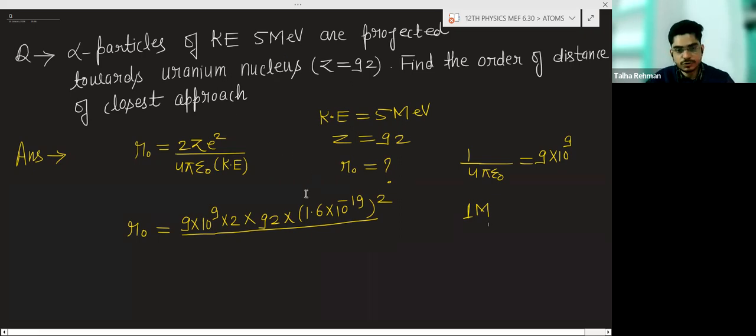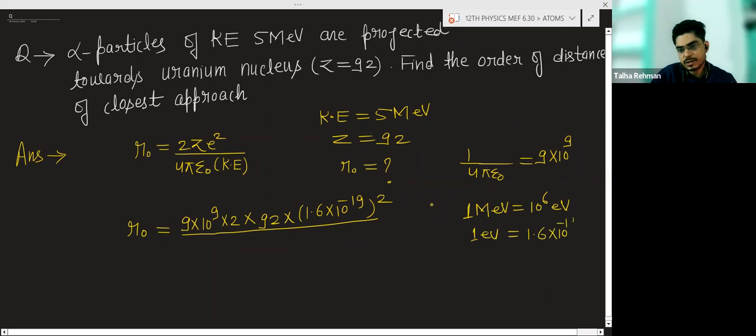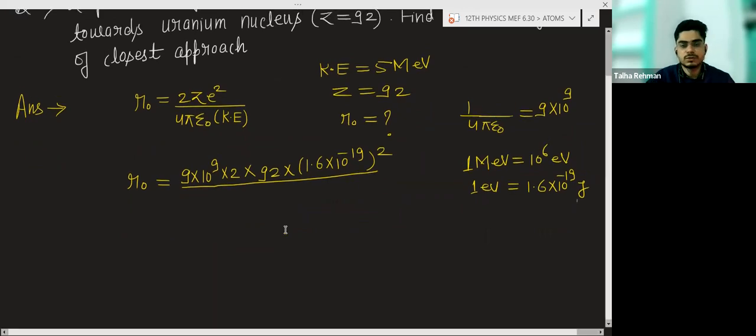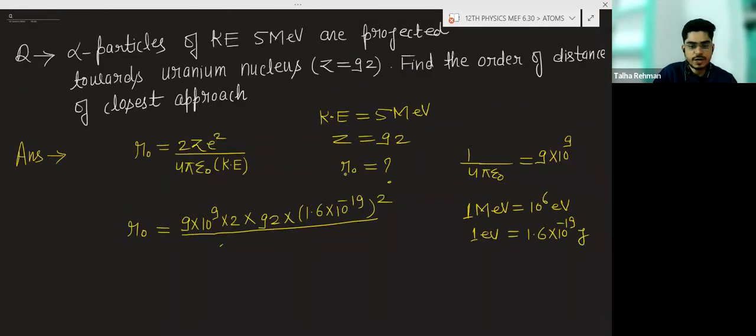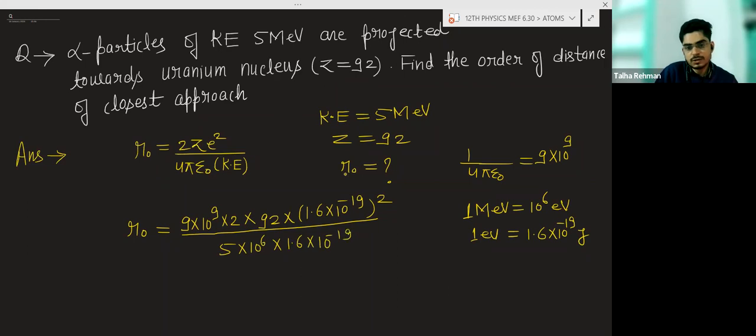Actually, what we should do now? 1 mega electron volt is equal to 10 to the power 6 electron volt, and 1 electron volt is equal to 1.6 into 10 to the power minus 19 joule. So basically you can convert this 5 mega electron volt: 5 into 10 to the power 6 into 1.6 into 10 to the power minus 19. So this square will cancel with this.